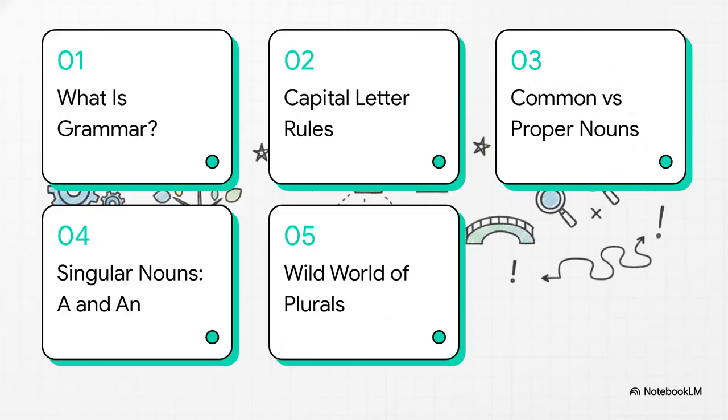To make this super easy to digest, we're going to treat language like a step-by-step construction process across 5 foundational chapters. We'll quickly cover what grammar is, the rules of the capital letter, common versus proper nouns, singular nouns with a and an, and finally, the notoriously wild world of plurals.